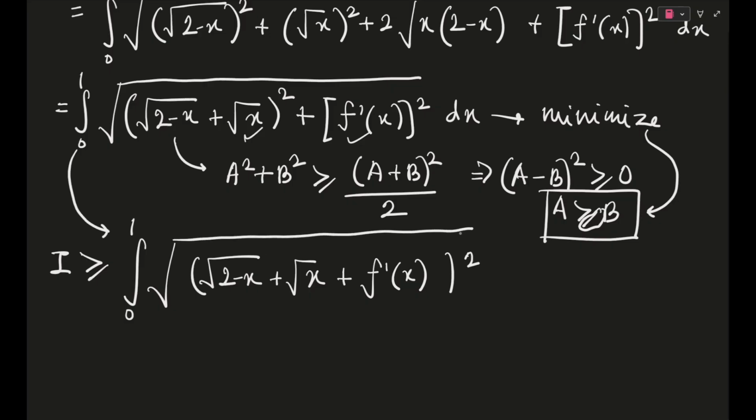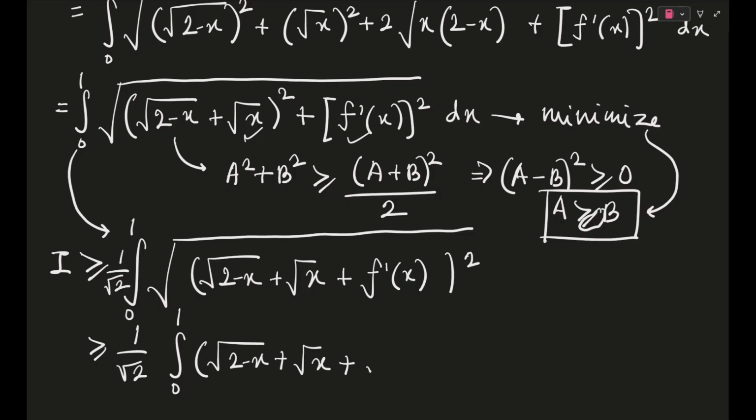Observe the powers also, okay? Like this was two separate, a square plus b square, and now it is whole square. And outside you will have 1 by root 2 also, because there was a half here that will come out of the root. So basically this will be greater than or equal to 1 by root 2 times the integral from 0 to 1, and this thing will be root under 2 minus x plus root x plus f dash x, and also dx here, I missed it.